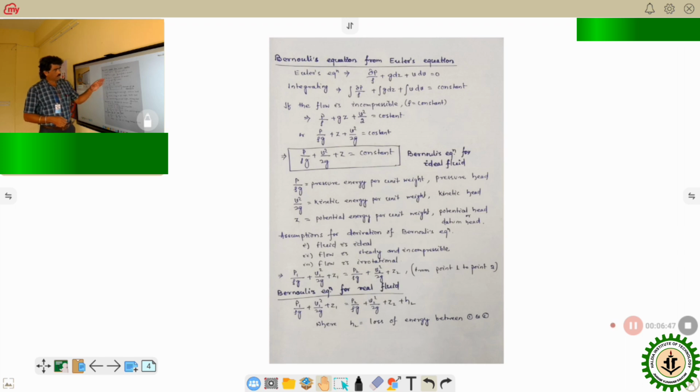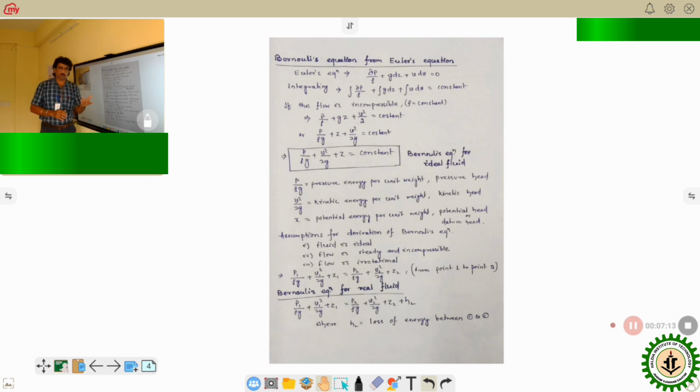So Bernoulli's equation in its final form is p by rho g plus v square by 2g plus z is equal to constant. It gives the energy in terms of head. The first is the pressure head, the second is the kinetic head, and the third is the datum head. The summation of heads for a flow at any point will be constant. Any one may interchange with another.